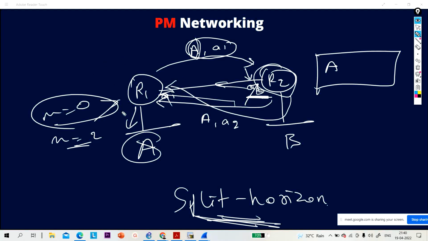That's the reason why R1 will not accept that update, because R1 already generated the same network with hop count 0, right? And R1 is receiving the same network with metric 2. Why would R1 accept that update, right? So R1 will never accept this update. And if you want to stop this update on this interface, you need to configure split horizon on this interface. Okay.